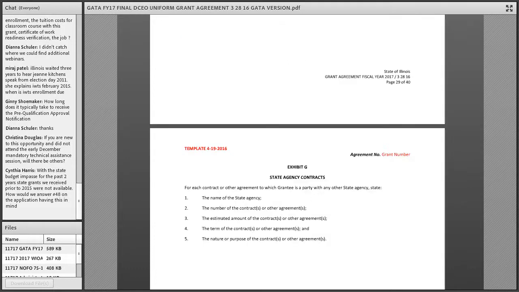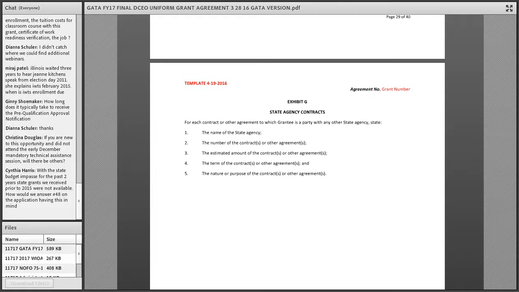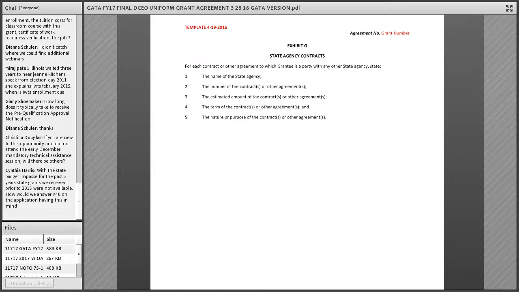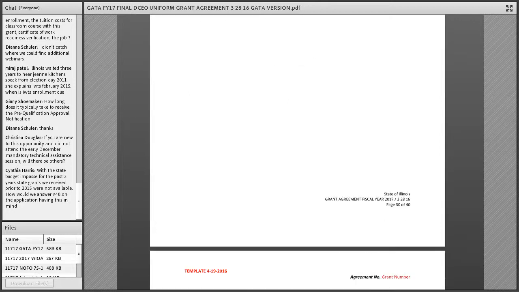Let's see, next part. Item G is a listing of state agency contracts. It's my understanding that this is not going to be required in all grants, but we'll provide additional guidance once we get to the award stage. So that's good news.